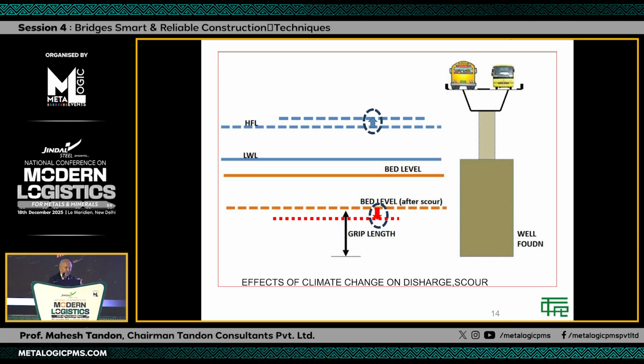So what is happening during climate change is that your high flood level is likely to be higher because of excessive rainfall, etc. And if you have more high flood, you will get more discharge, and as a result, the scour will be much more. So the grip length that you had originally, what we are designing for, may not be adequate. Because if the scour becomes deeper, then you have a lower grip length, and that can be quite dangerous for the bridge. So we have to take this into account when we are designing for resilience.